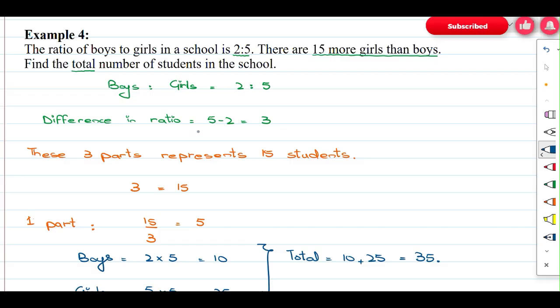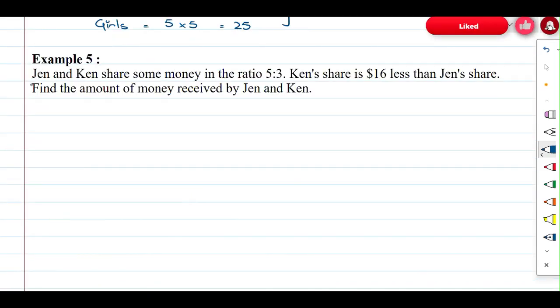Let's do more examples. Example number 5: Jen and Ken share some money in the ratio 5:3. Ken's share is 16 less than Jen's share. Find the amount of money received by Jen and Ken. Again, the total is not given to us. We need to figure out the amount of money received by Jen and Ken, right? When the total is not given, again we use the difference technique. So the ratio of Jen to Ken is 5:3. Now we use the difference technique.